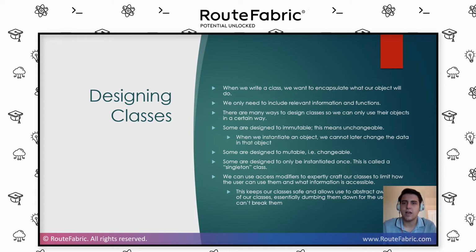This keeps our classes safe and allows us to abstract away parts of our classes, which basically means we're dumbing down our class so the user can't break them. So if we have something that is essential to how our class works and we don't want that to be changed, or we only want it to be changed by our class, then we can use access modifiers to achieve that functionality so our user can't destroy our class.